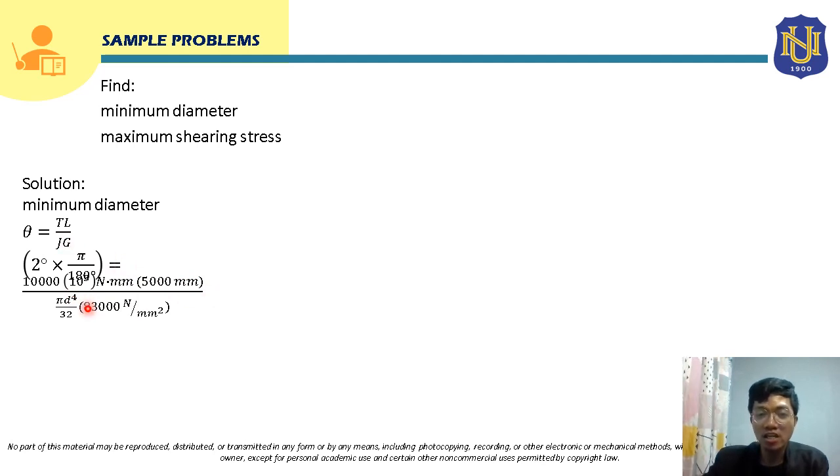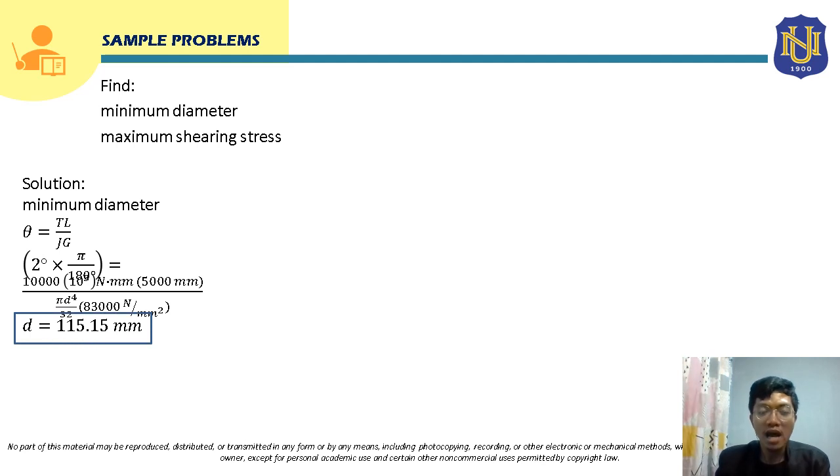Our J here is pi d to the fourth over 32. So d is unknown here. This is what we are solving. Times the G. The given G is 83,000 megapascal, or Newton per millimeter squared. So the only unknown here, class, is the diameter. So we can solve for the diameter. Solving for the diameter, class, this will be 115.15 millimeter. So this will be the minimum diameter that we are looking for.